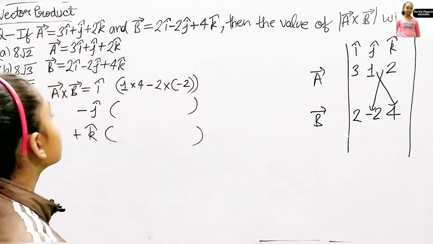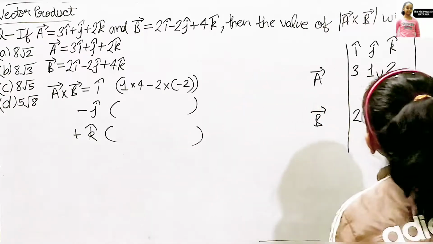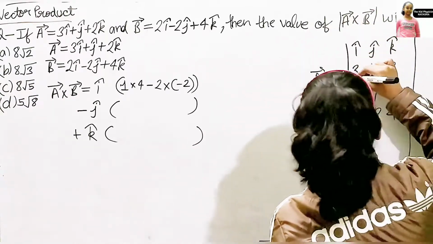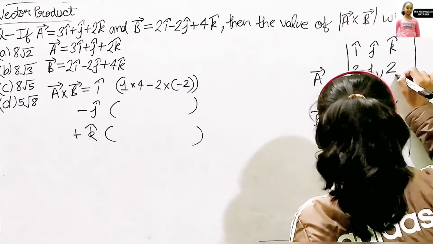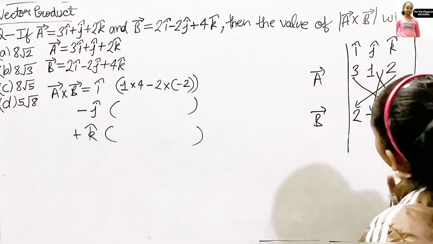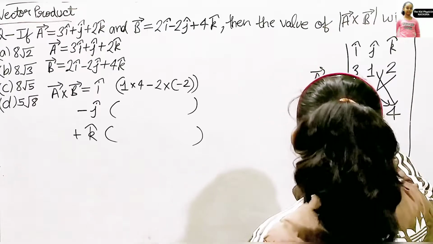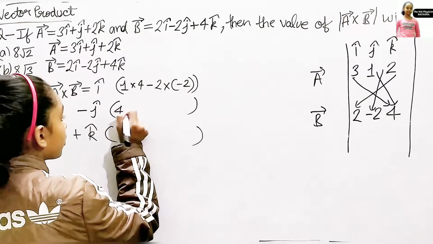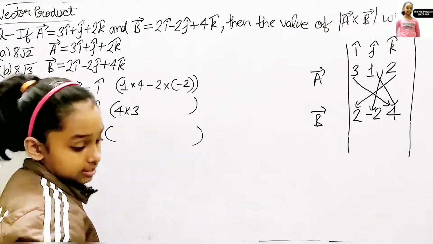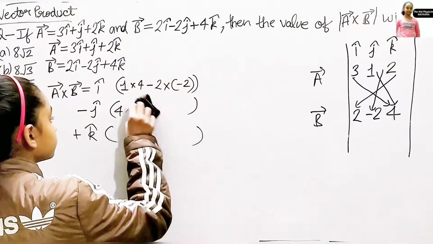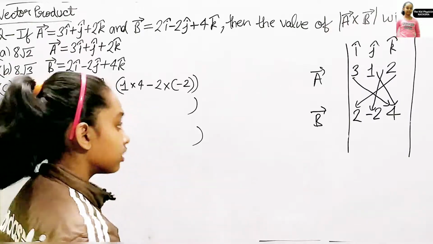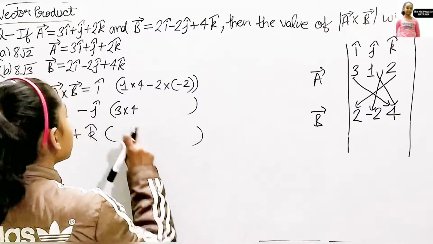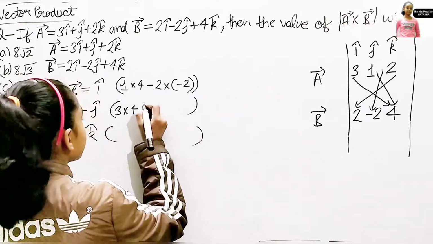Now let's go to j cap. Hide the row of j cap and the column of j cap, and we will get 3 and 4, and 2 and 2. So 4 into 3, or we can also write it this way, 3 into 4. This one is better, so write this one: 3 into 4, and now 2 times minus 2.